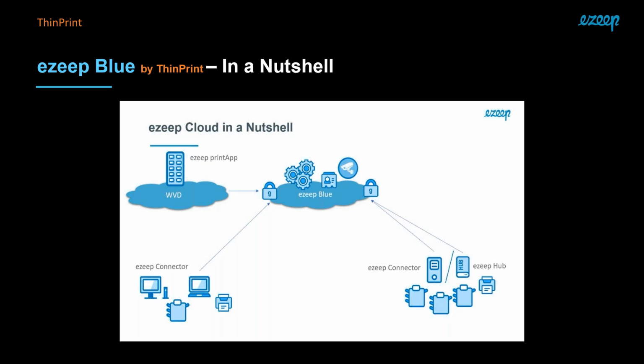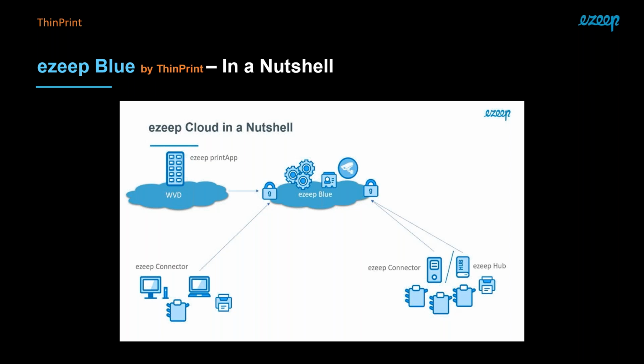On the left hand side, you can see the WVD session. On your WVD images, we have an Ezeep print app. This really feeds your user identity from your Windows Virtual Desktop image session into the cloud. So we know who is printing or attempting to print from that WVD session. And then on the bottom layer, we have something called the connector.